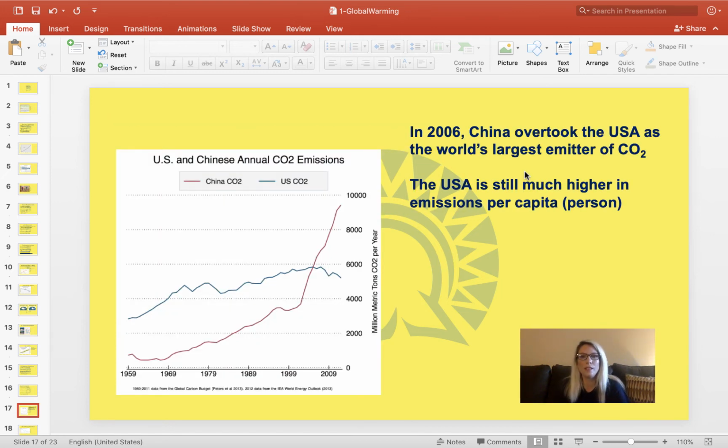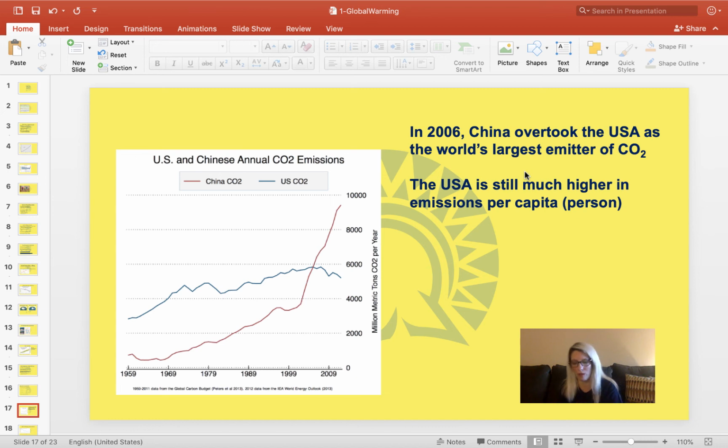Now, this to me is a very interesting graph. In 2006, China overtook the US as the world's largest emitter of CO2. So they put more CO2 in the atmosphere than anybody else does. It used to be the United States. But if you look at how much is emitted per person, or per capita, then the US is still much higher. What that means is that we're putting out per person a lot more.